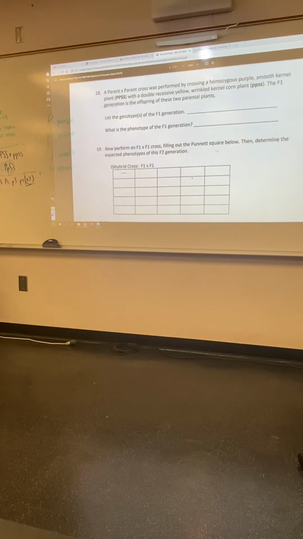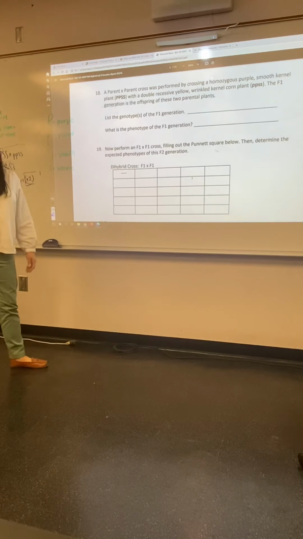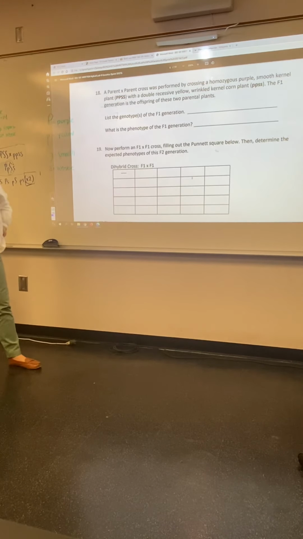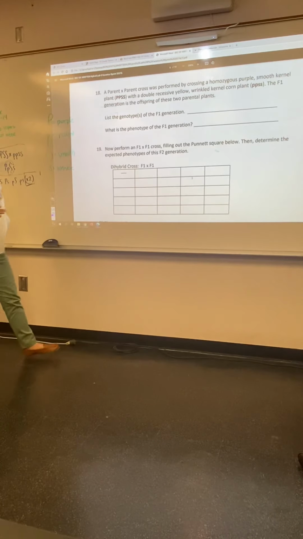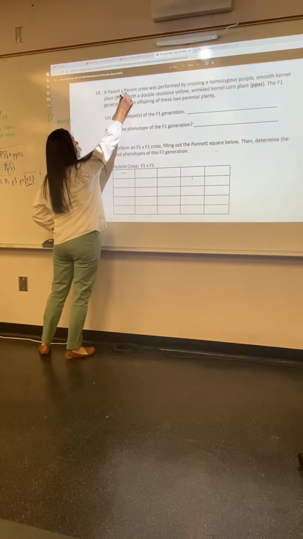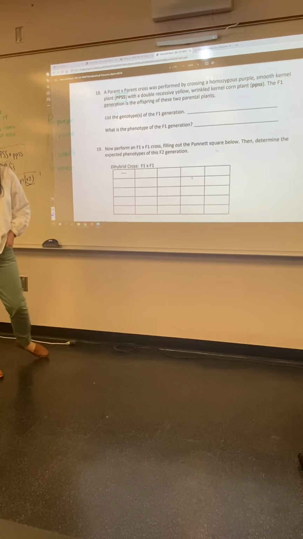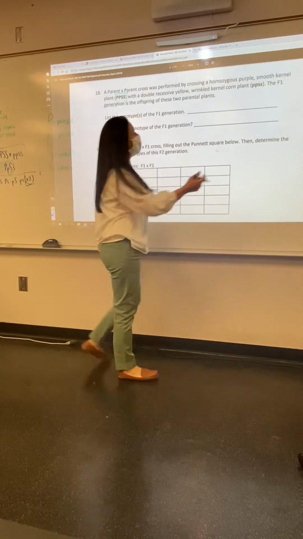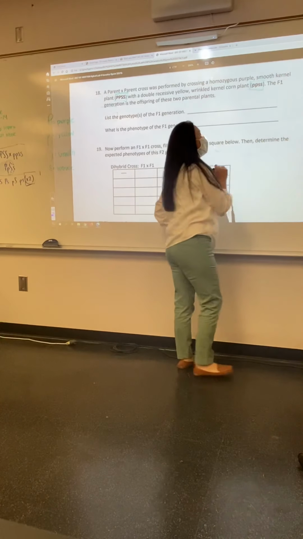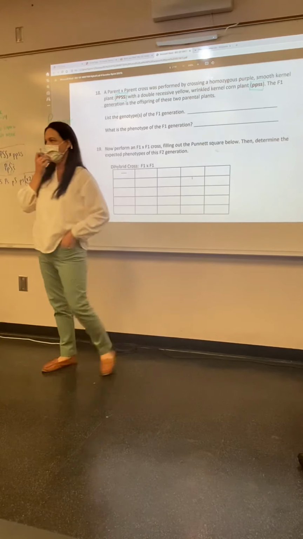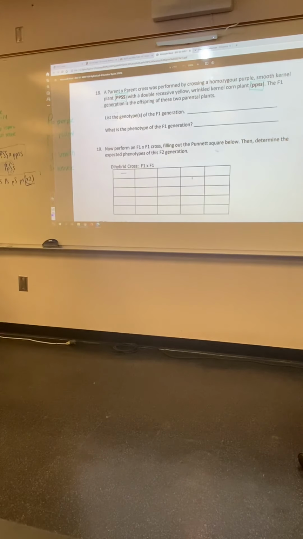A parent-parent cross was performed by crossing a homozygous, all the same, purple smooth kernel plant. So that tells you purple and smooth with a double recessive parent who was yellow and wrinkled. So he is going to look like that with all lowercase. We got one with all uppercase, one with all lowercase. These parents are crossing each other in order to get the corn in your bucket.